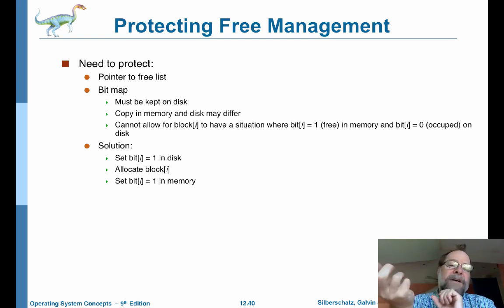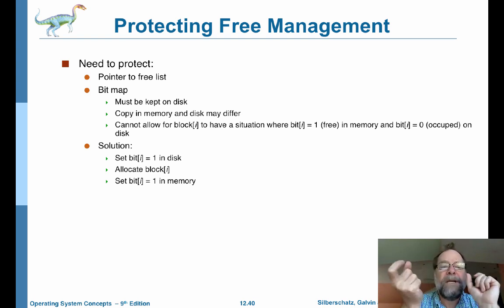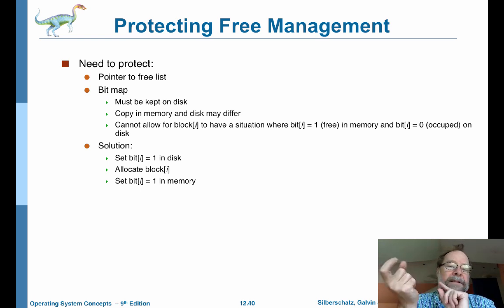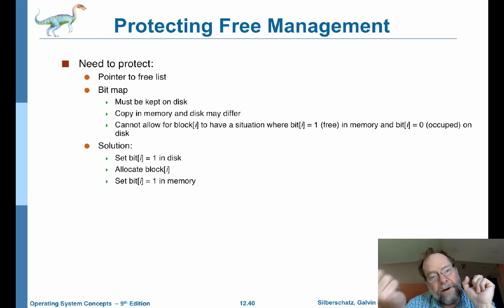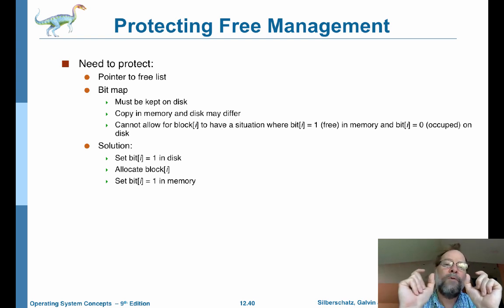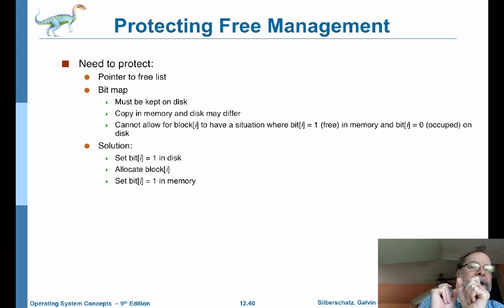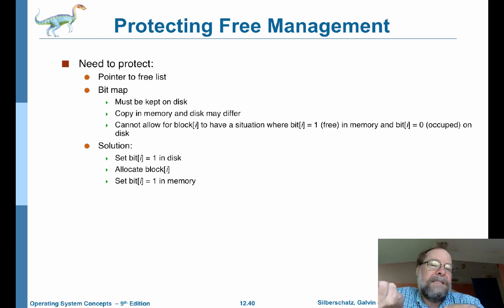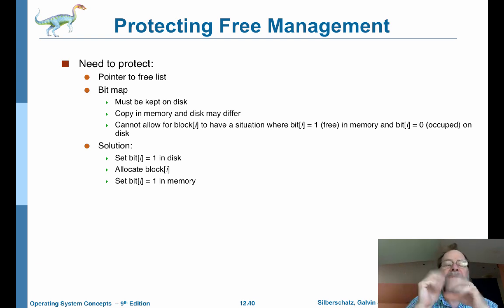Another thing you have to watch out for is, because of a caching situation, you want to be very careful that the kernel's copy of the bitmap doesn't differ from the hard drive copy of the bitmap in such a way that the kernel thinks that a block is free when the hard drive thinks it's not free. That could be bad. So there are different schemes you can use for avoiding cache incoherencies like that between the bit vectors.